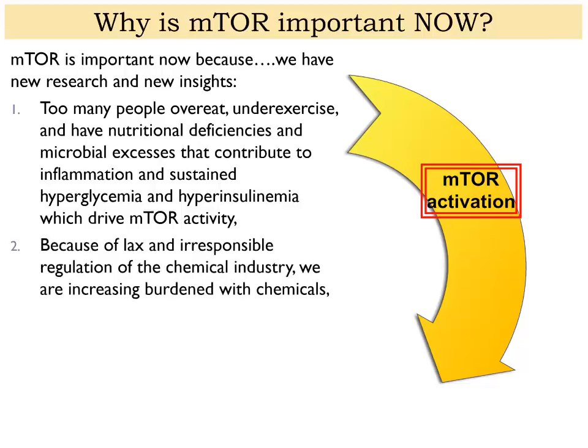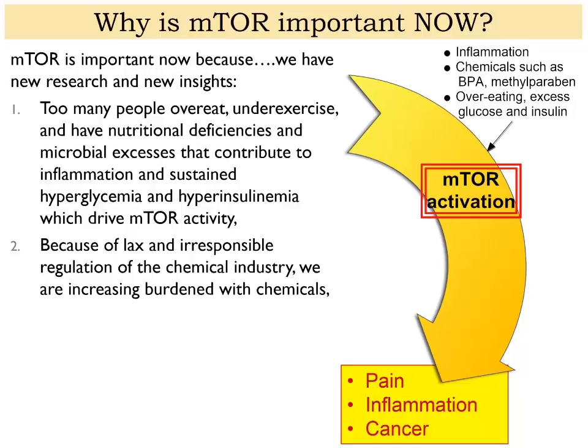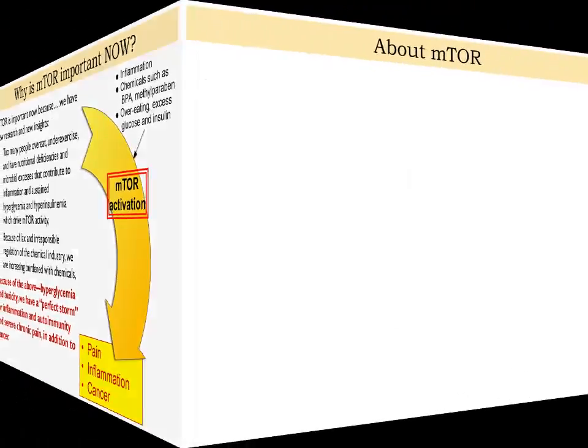Also, because of lax and irresponsible regulation of the chemical industry, we are increasingly burdened with chemicals. So some chemicals, for example, like BPA and methylparaben, activate mTOR directly. And as I mentioned before, it's also activated by inflammation, overeating, excess glucose, and excess insulin. All of that activates mTOR, and then mTOR takes us downstream to pain, inflammation, and cancer. And because of all of the above, hyperglycemia and toxicity and microbes, we basically have a perfect storm for inflammation and autoimmunity and severe chronic pain, in addition to cancer.